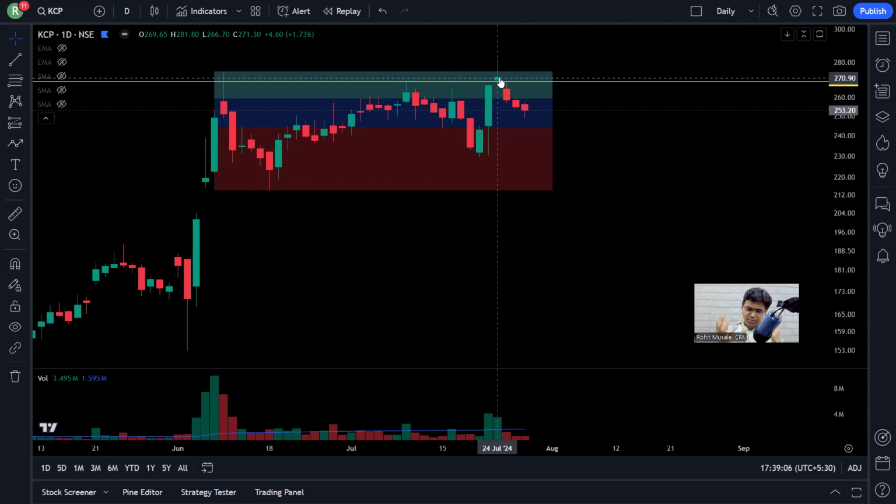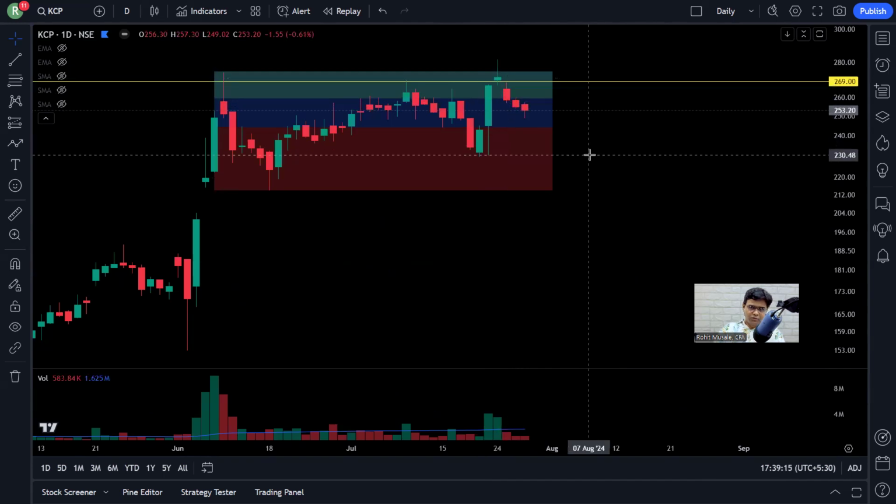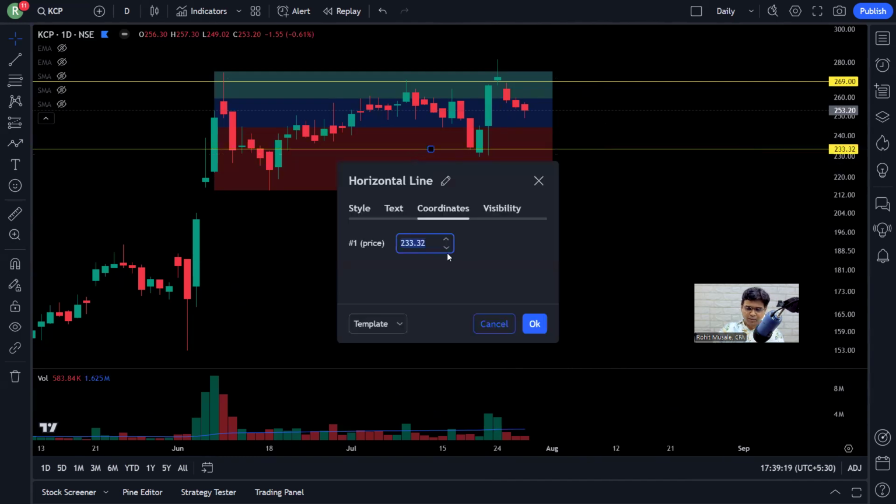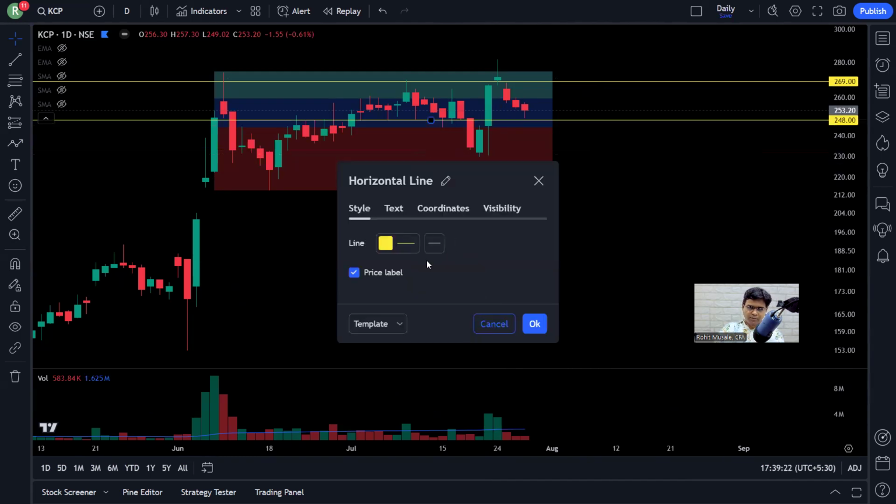So since I am getting mixed signals, I sell half on that day, book a very tiny profit here. Okay. So I sell half. My stop loss is at 248, which is 8% below the yellow line. So my stop loss is here.